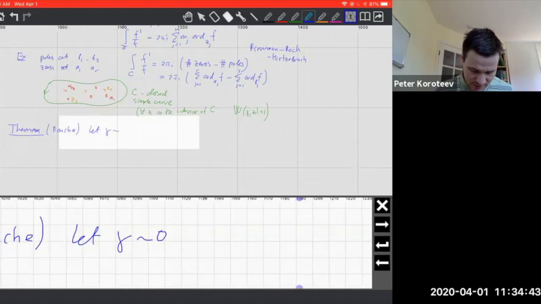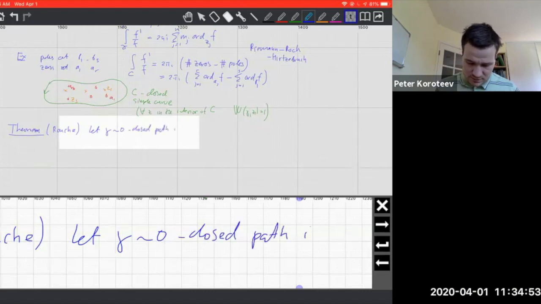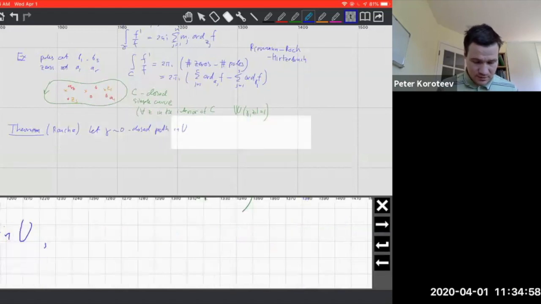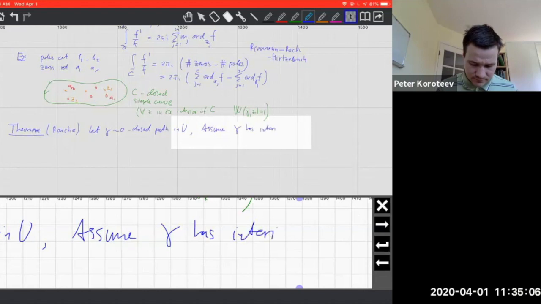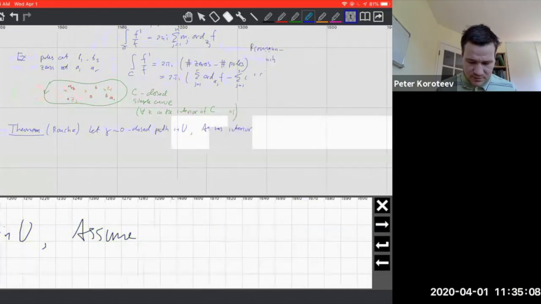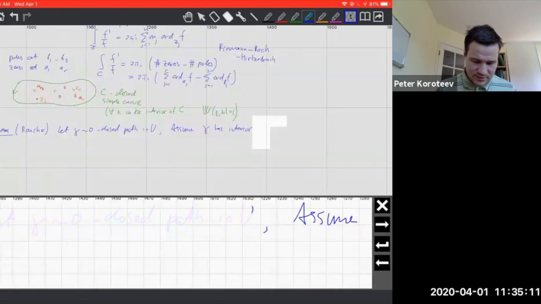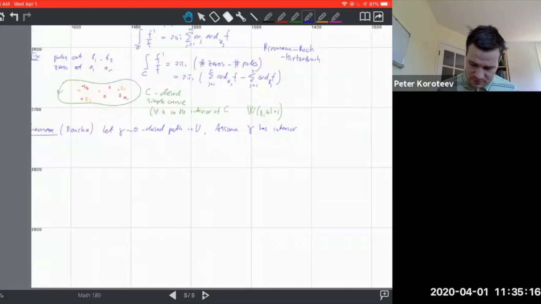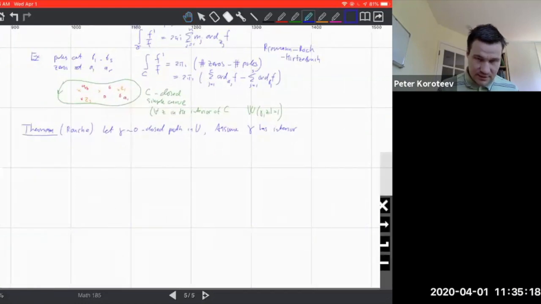It's not worth doing it for a chain. So let gamma be homologous to 0. It's a closed path in U, which is homologous to 0 in U, and then assume that gamma has an interior. Right, so it's not like there's some open set, which is the interior of this path.